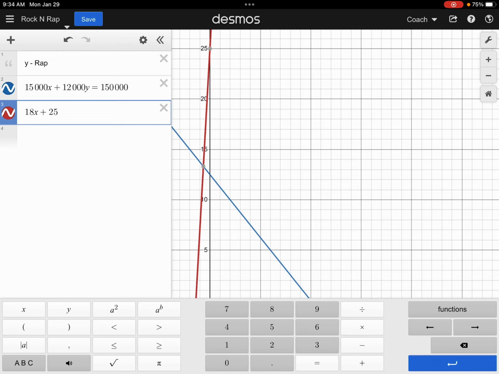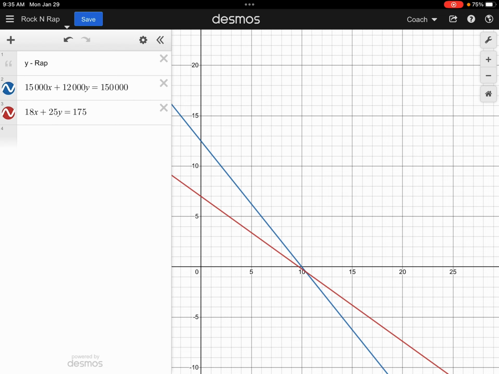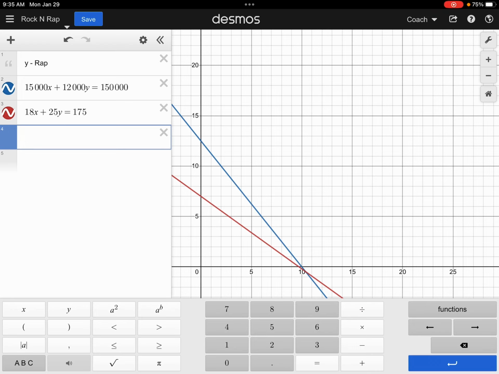Then we had the 18 hours to produce the rock CDs plus 25 hours to produce the rap CDs, and we had to work 175 hours or higher. So we had to be above this red line, right? So we had to be above those points, but under the blue point. So we had to be somewhere in the middle for our company per our contract, okay?